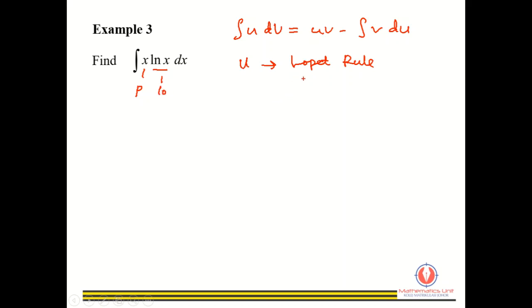Next, we look at example 3. Find the integration of x ln x dx by using integration by parts. The formula is u dv equals uv minus v du. To determine u, you can use the LIATE rule. This one, x is a polynomial and ln x is a log. So you can choose u as the log: u equals ln x and x dx as dv.